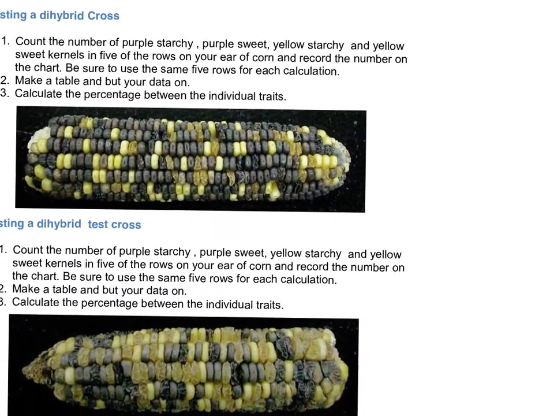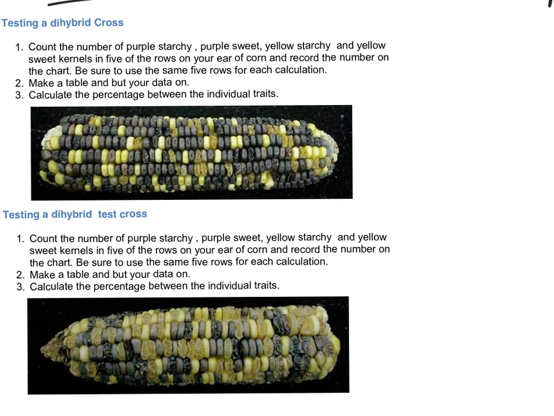The numbers are going to work out the way they're going to work out. Let's go ahead and define. Remember I said what's the first part is making our chart. So let's make our chart. Let's say PS for purple starchy. All right, purple starchy. That's a phenotype. Purple starchy.